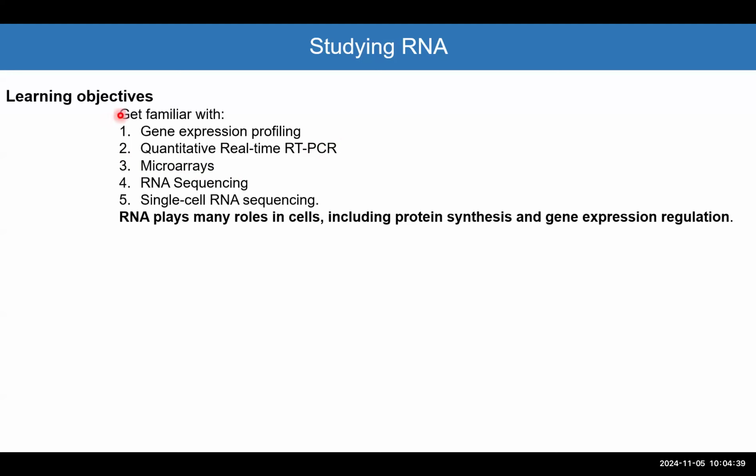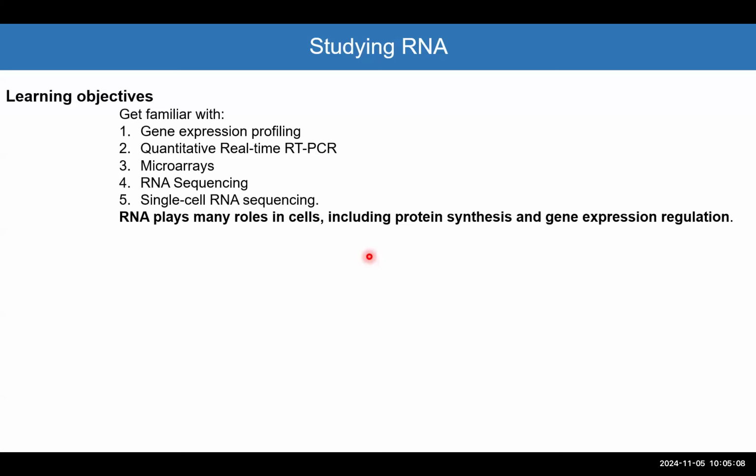Once you know these 2 steps, then we can decide to discuss more on the microarrays and the RNA sequencing and the single cell analysis, because these are quite similar in bulk, while quantitative PCR is done for a single specific gene. Now, you all know that RNA plays many important roles in the cells.